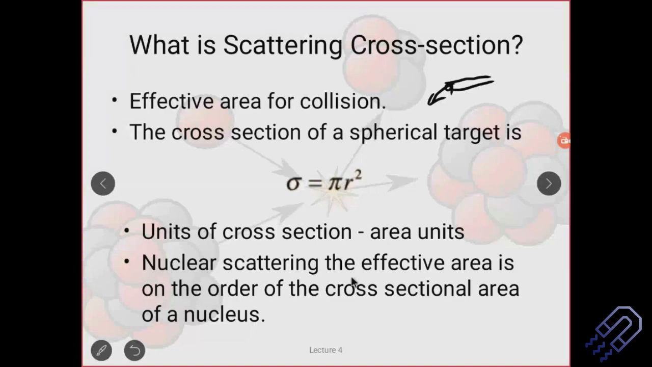When we consider nuclear scattering, the nucleus is scattering whatever is incident on it. It may be an electron, it may be a proton and so on. Then the effective area will be of the order of the cross-sectional area of the nucleus. To find the cross-sectional area, you have to know the radius, and you already know the radius of the nucleus. If you consider the order to be 10 to the power minus 15 meter, 1 Fermi, which you have just seen in the previous sum, and you square it, it will be 10 to the power minus 30 meter square.